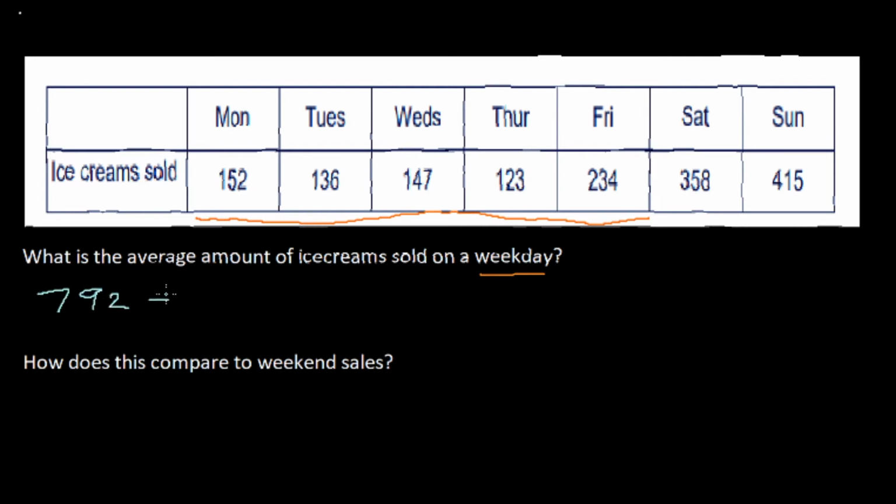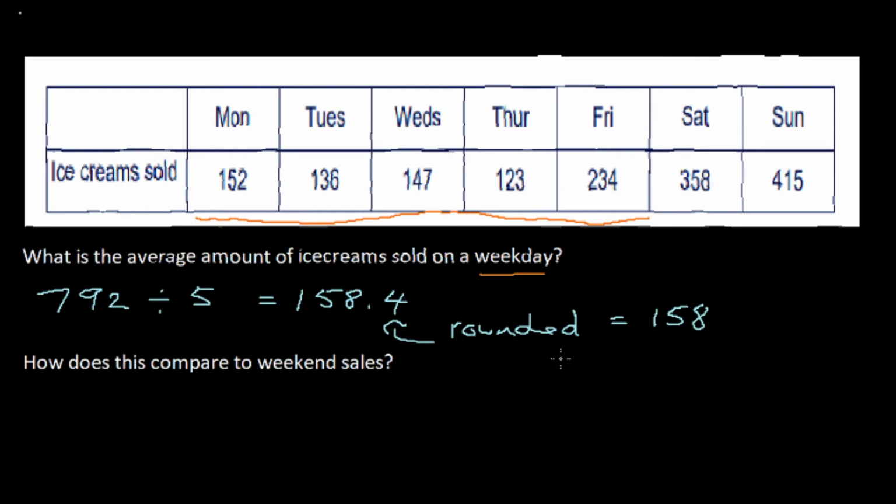And then you're going to divide by the amount of results that you counted up. So don't divide by 7. Divide by the amount of weekdays, and there's 5 of those, so you're going to divide by 5, and your mean, the number that you'll get, will be this. And the thing about ice cream is that you can't get a decimal of an ice cream, so what you need to do is actually round this to a whole amount, and the whole amount will be 158 ice creams.